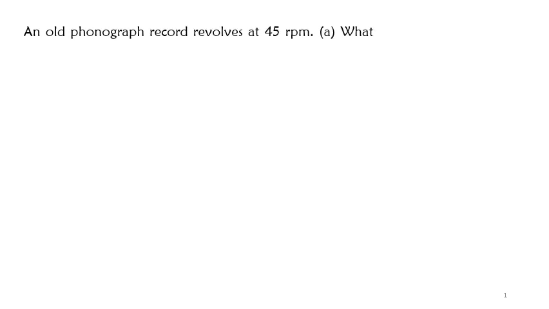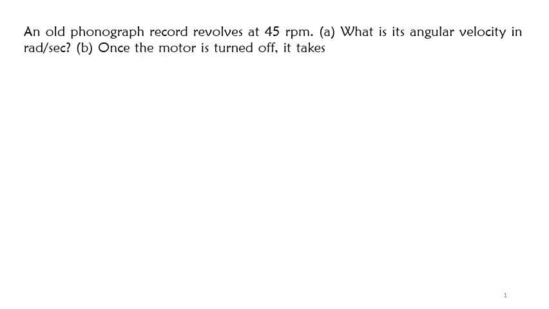Dear learners, let's consider some examples. Number one, a phonograph record revolves at 45 revolutions per minute. What is its angular velocity in radians per second?